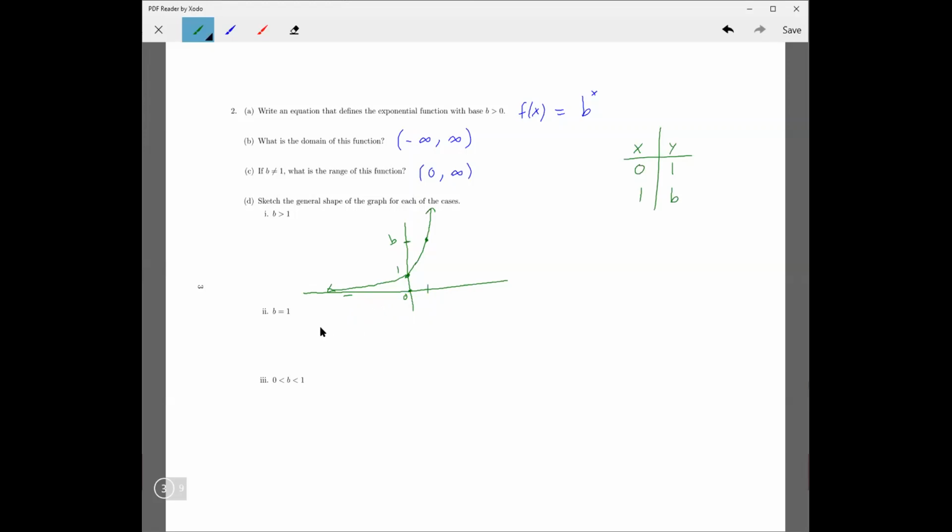Okay, if b equals 1, then your function is just 1 to the x, which is always just going to be 1 no matter what x is. Okay, and so then your graph's just going to be a horizontal line at 1.